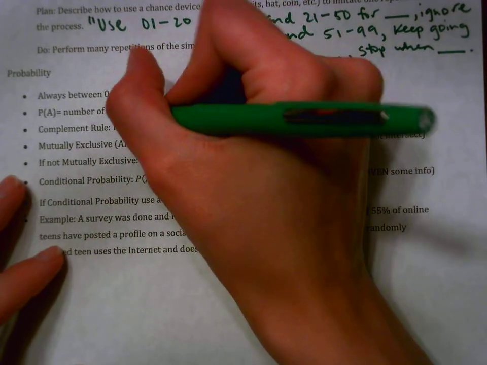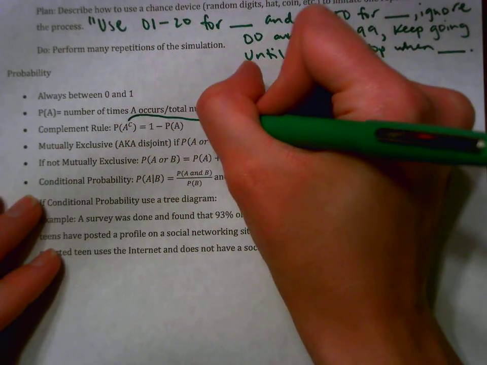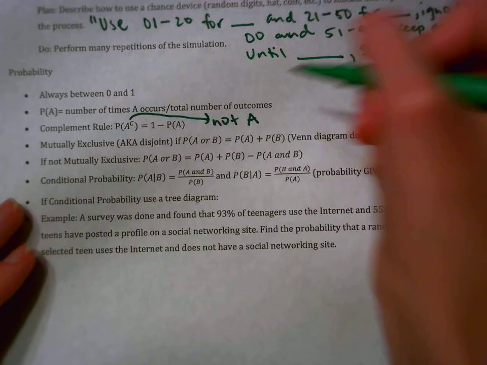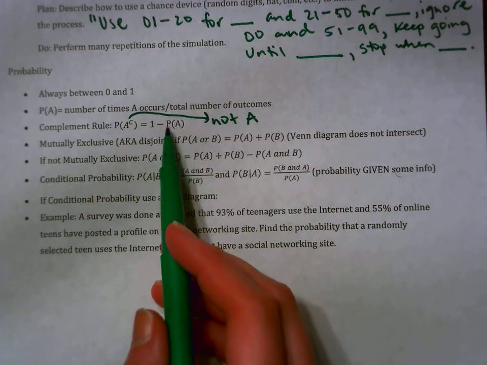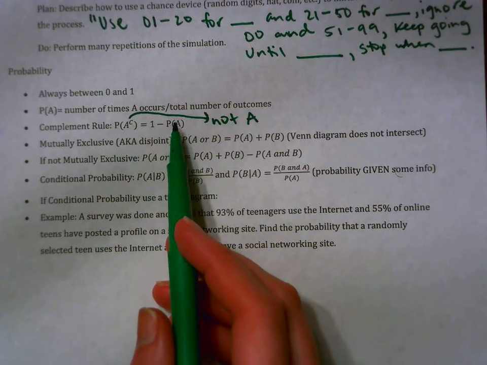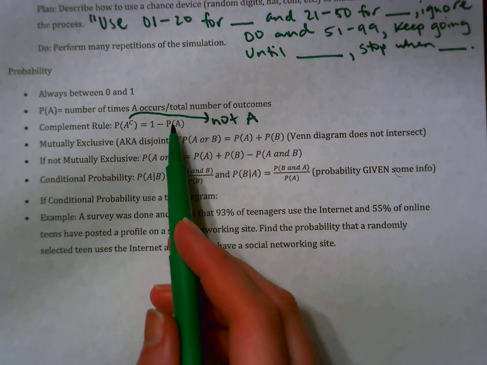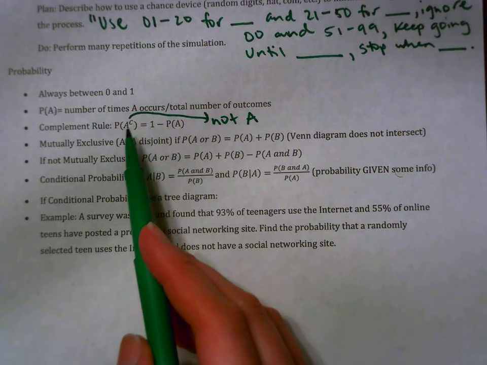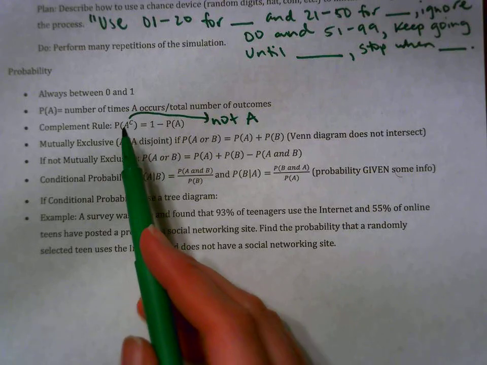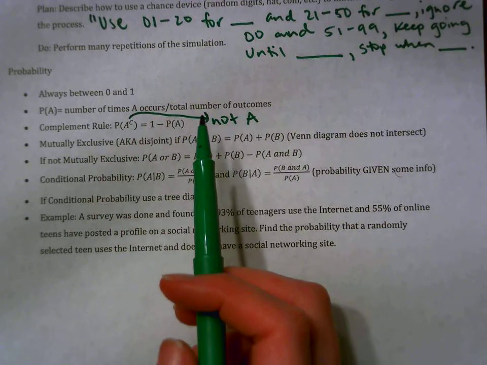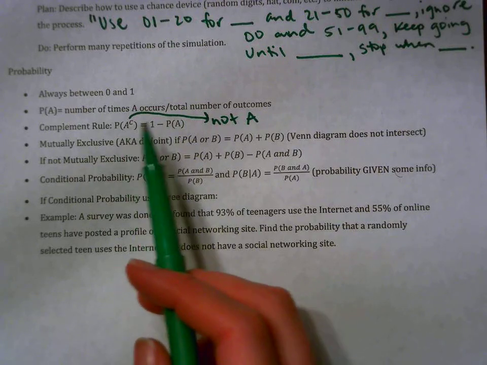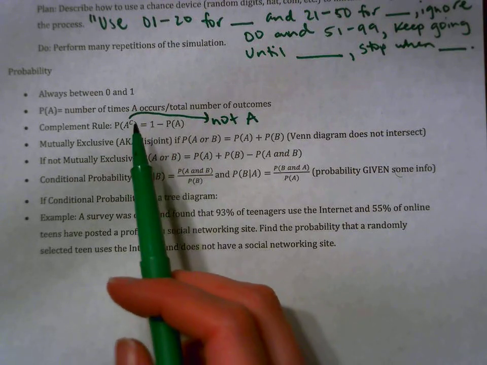So the complement of A stands for not A. Like if you knew the probability of being a girl at Waco High, then 1 minus the probability of being a girl will get you the probability of being not a girl. Sometimes that's going to help you if you're looking for the opposite. Keep that in mind. It might make your problem simpler.